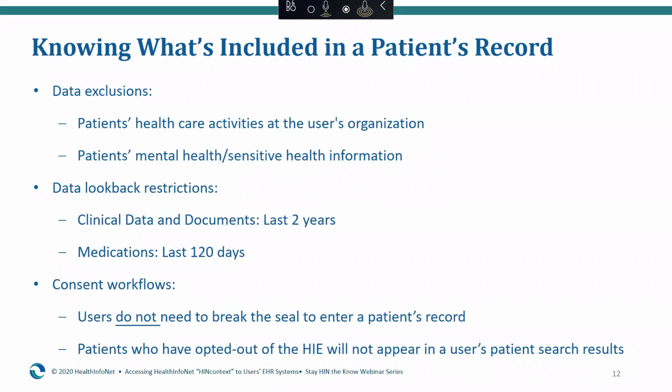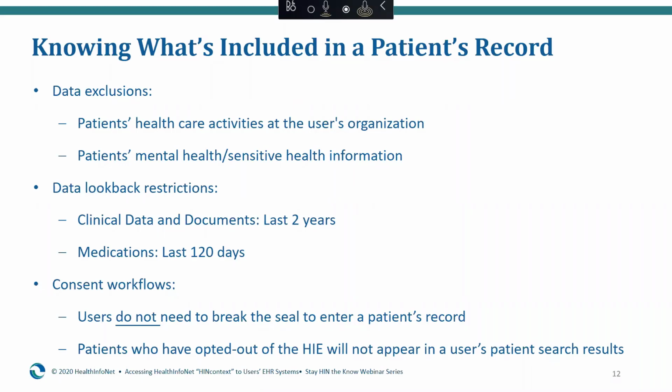First, as a reminder from an earlier slide, users can learn more about the data included in the HINcontext application by visiting our data coverage report to review our current provider connections and the types of data that those providers are sending to us. Now, in terms of exclusions to that list of data, first and foremost, to avoid duplication of the patient information displayed between an EHR system and the HINcontext application, the application does not display any information about the patient's healthcare activities at the user's organization.